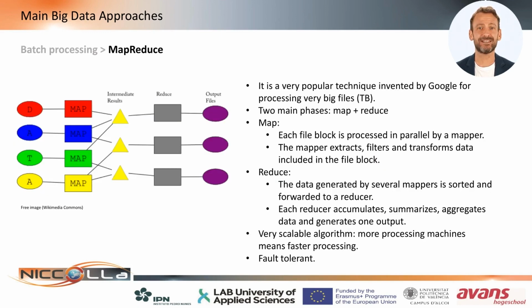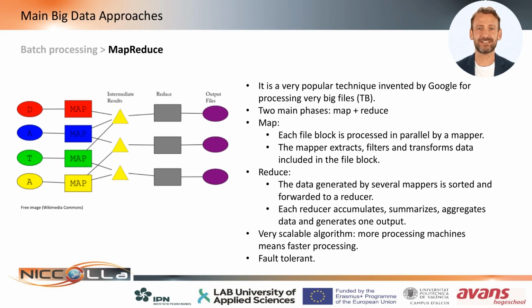MapReduce is a widely adopted algorithm in the field of batch computing. It was invented by Google for processing very big files. In particular, Google first used it for creating indexes for their search engine. The algorithm consists of two main phases, which are executed sequentially: the map phase and the reduce phase.